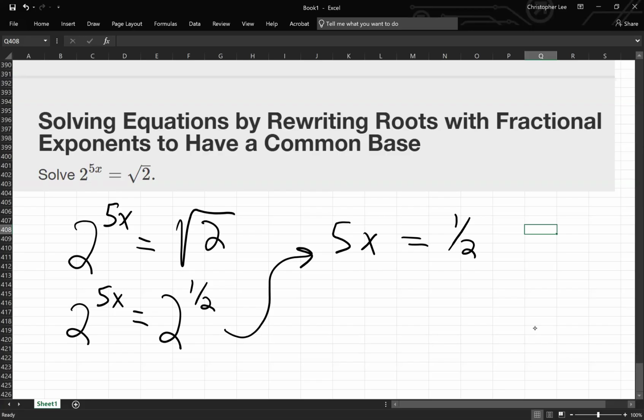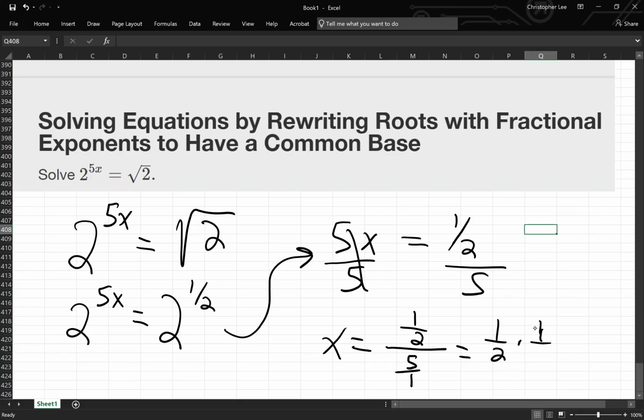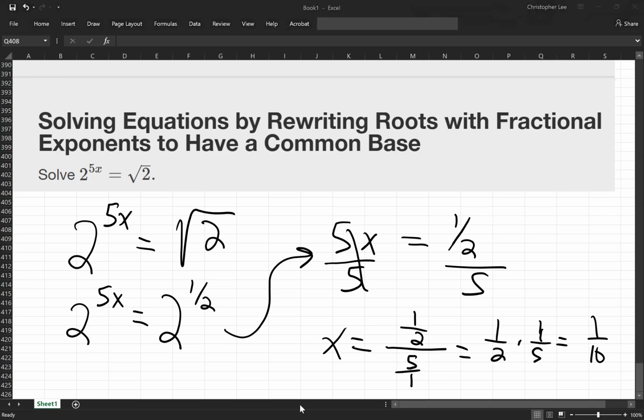After that, what am I gonna do? Divide by 5, right? So I do to one side, do to the other. So final answer, x is equal to what? 1 over 2 over 5 over 1, keep change flip. 1 over 2 times 1 over 5. Call that 1 over 10, right? Questions on that? That's it. Simple, simple, simple. Y'all good or y'all want to see another one? Good? All right.